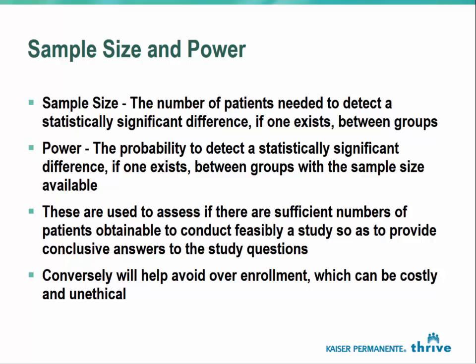So you really need to test these out front to see how many patients you're going to have. Power is the probability to detect a statistically significant difference between groups with the sample size available. Generally we set our power at 80%. We say we're pretty confident if we have 80% power, which means 8 times out of 10, with this sample size, if the effect is real, we would detect a statistically significant difference.